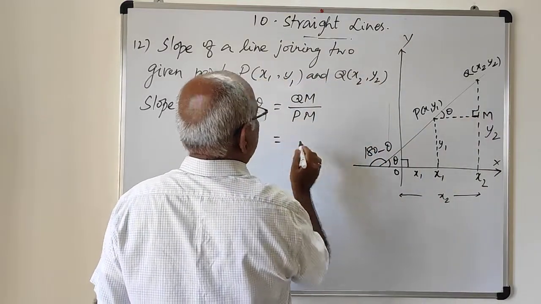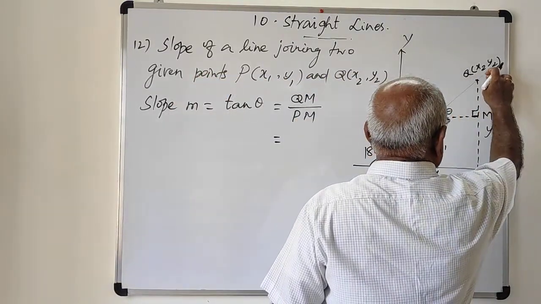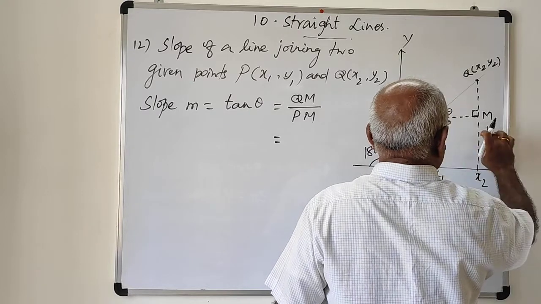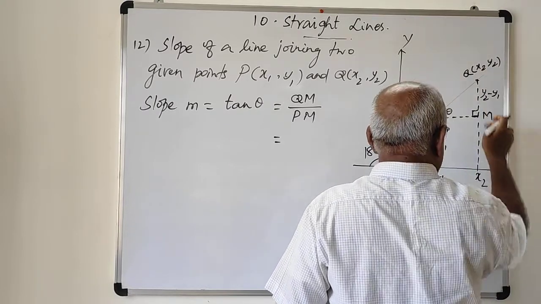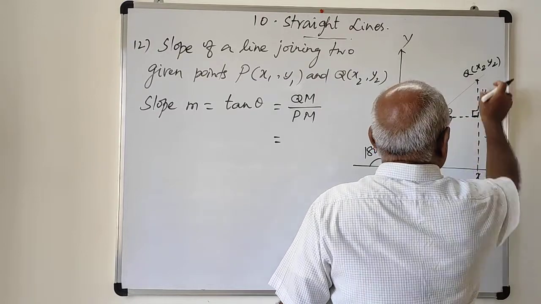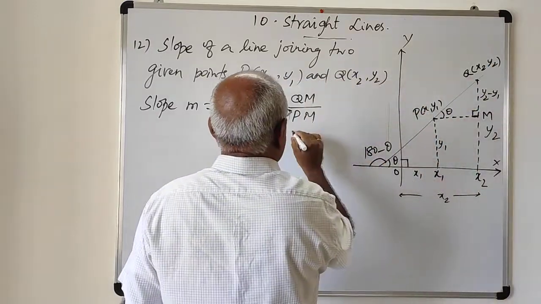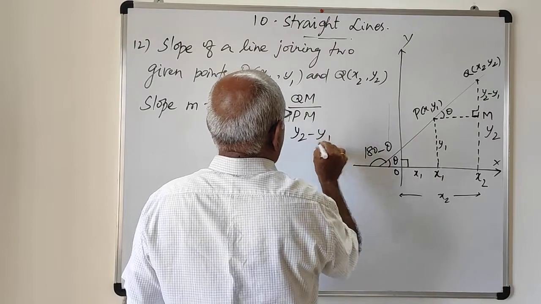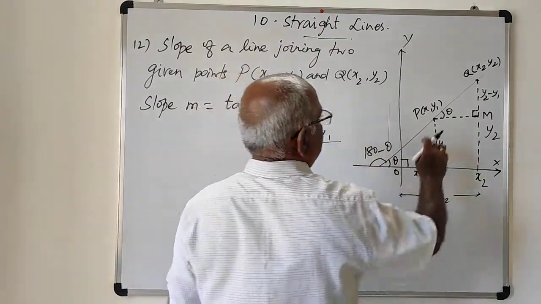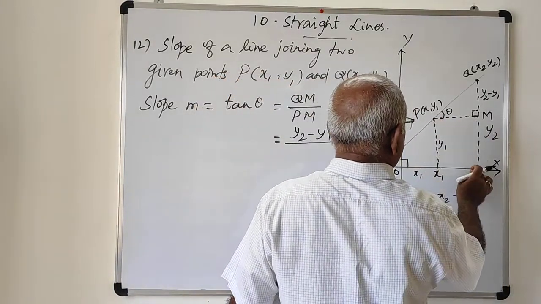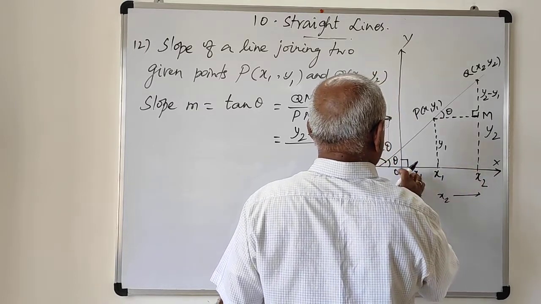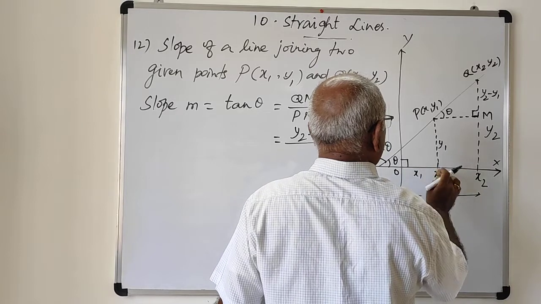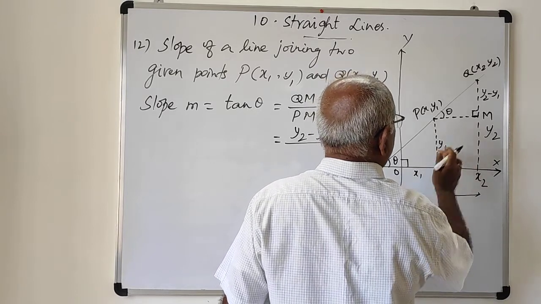Also, you know QM is a distance. The full length is y2 and this is y1. Therefore, this length is y2 minus y1. The full length is y2, you subtract y1, you get y2 minus y1. So QM is y2 minus y1 by PM. For PM, the full length is x2, minus x1, that means x2 minus x1. This is PM.